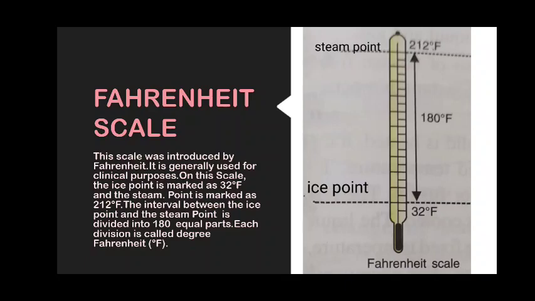On this scale, the ice point is marked as 32 degree Fahrenheit, and the steam point is marked as 212 degree Fahrenheit. The interval between the ice point and the steam point is divided into 180 equal parts, and each division is called a degree Fahrenheit, and is written as degree F.